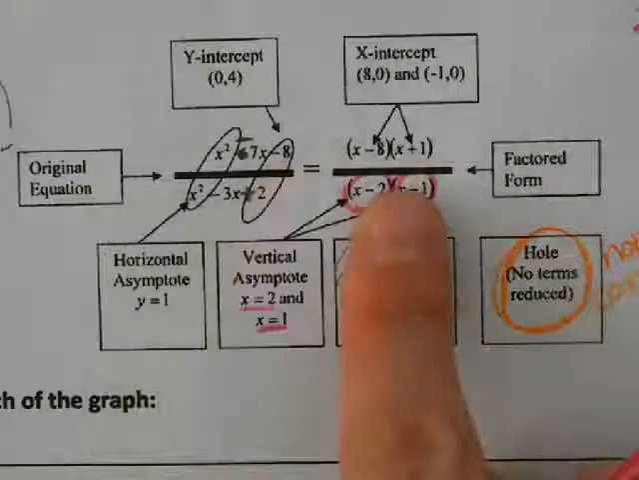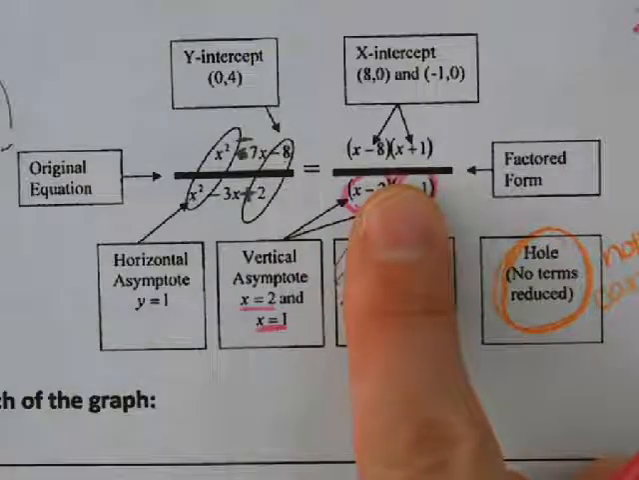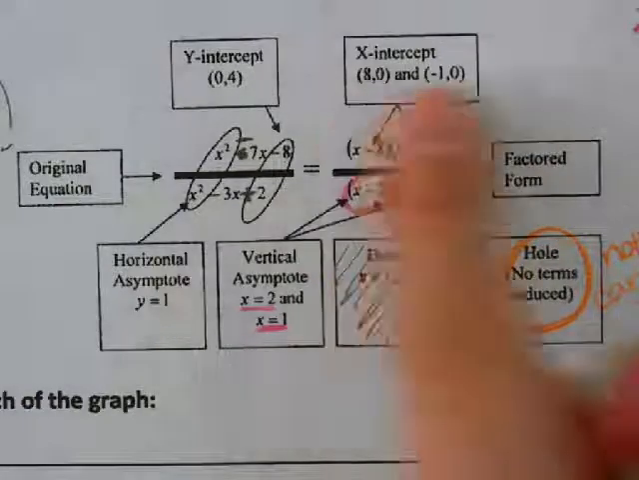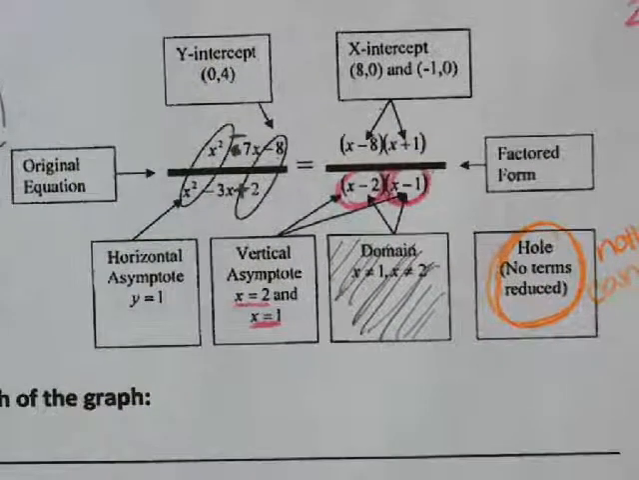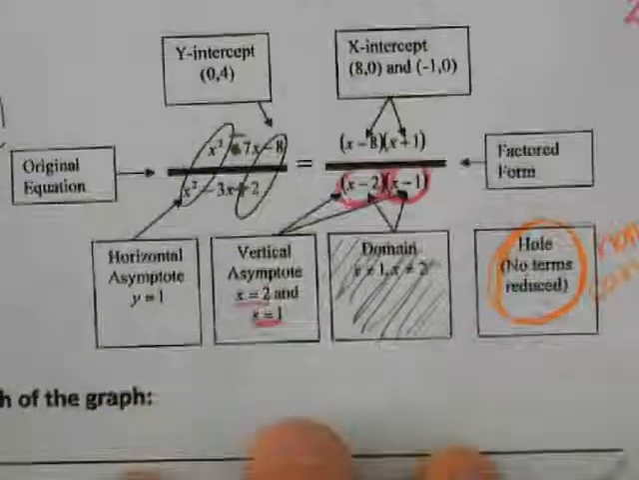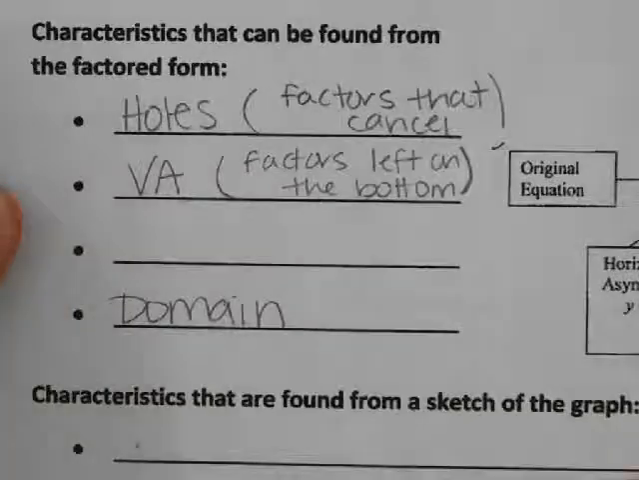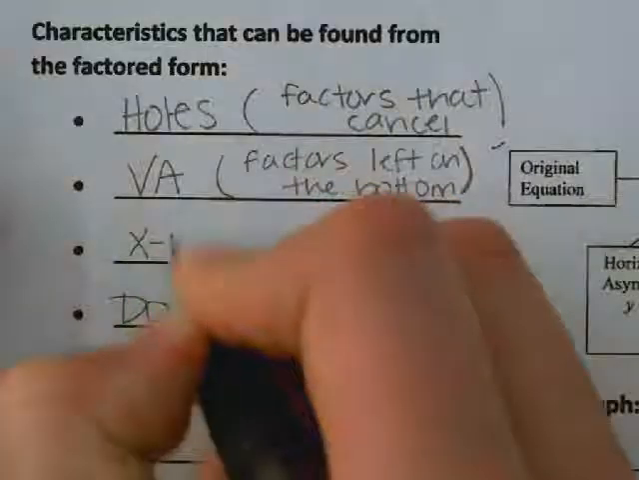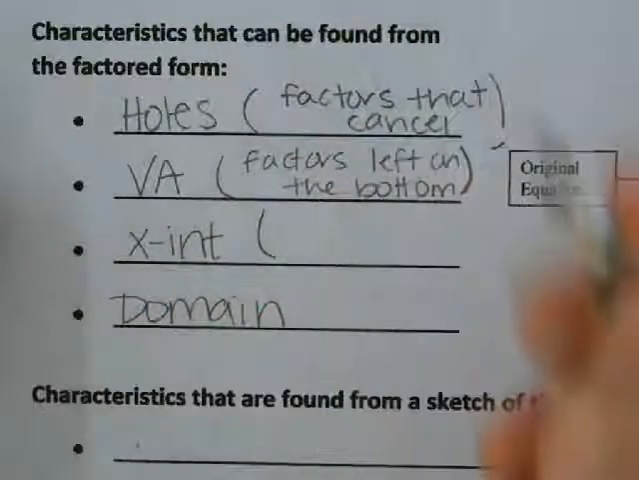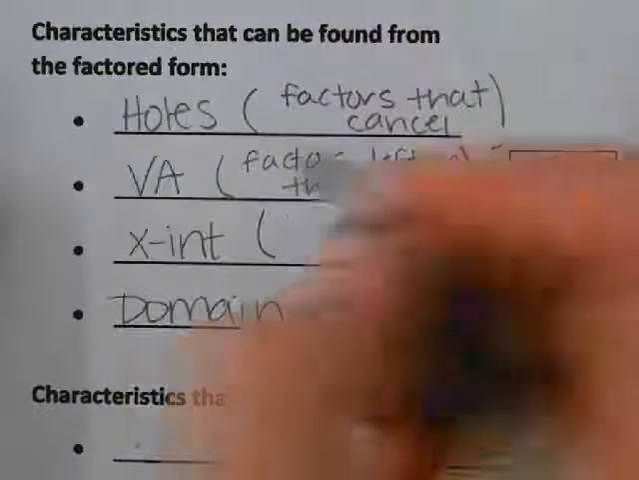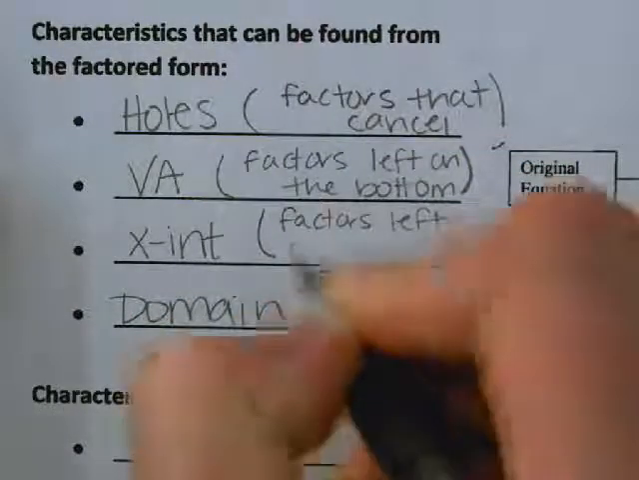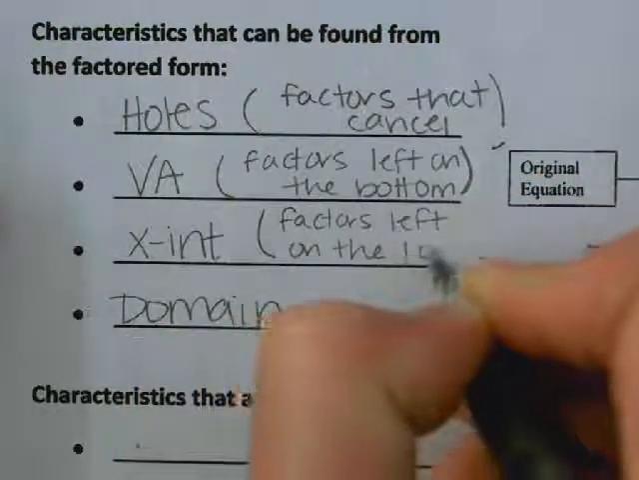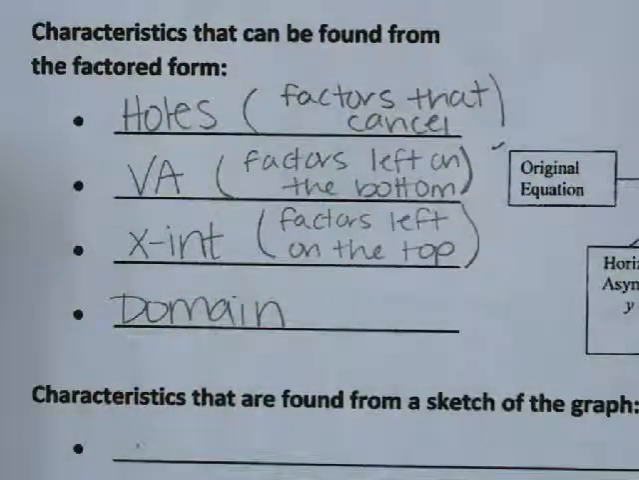All right, where did they get those x-intercepts from? So they said x-intercept is 8 and negative 1. Where did they get those from? They got them from the top. So x-intercepts, you can add this to your bullets. Another thing we can find from the factored form is x-intercepts. And those are factors that are left on the top. So x-intercepts are factors that are left over on the top.